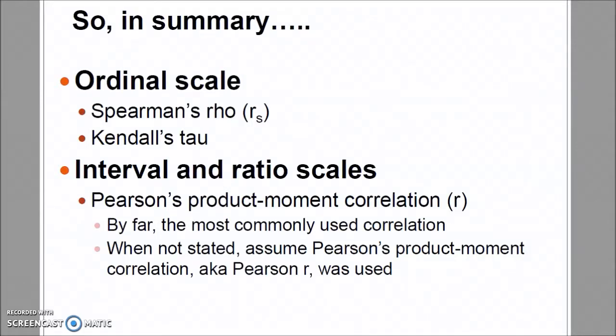So in summary, basically for your ordinal scale, you have Spearman's and Kendall's tau, but for your interval and ratio scale, it is your Pearson's product moment correlation. This is the most important one and it's the most commonly used correlation.